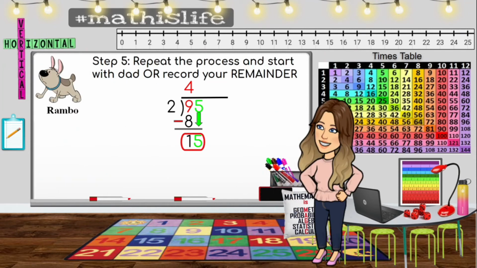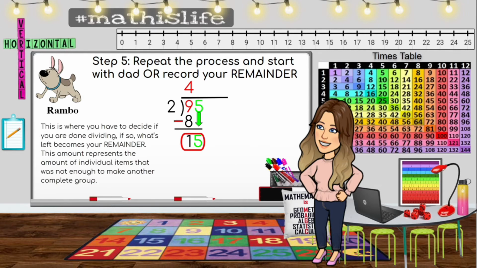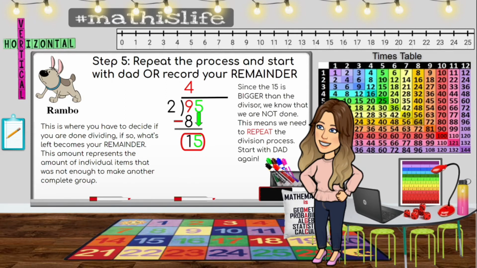Then comes Rambo, who's going to remind us to either repeat the process and start with Dad or record your remainder. Now, this is where you have to decide if you're done dividing, and if so, what's left becomes your remainder. However, I do want to highlight that since the 15 is bigger than the divisor, meaning the 2, we know that we are not done. This means we need to repeat the division process and start over with Dad.